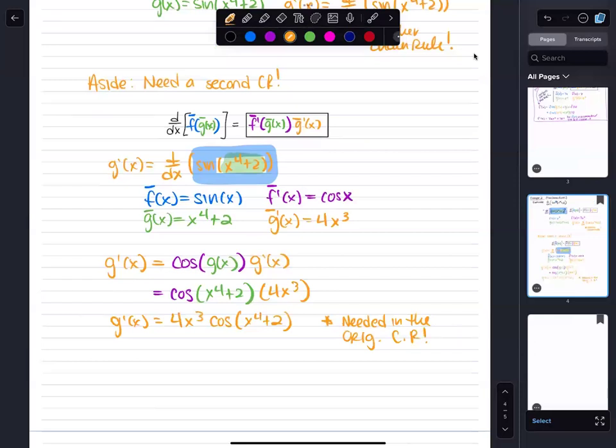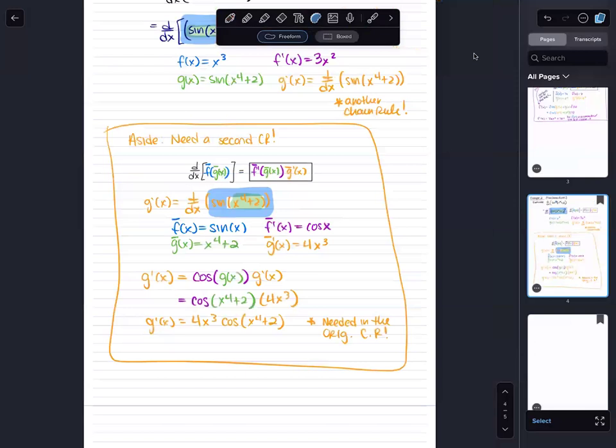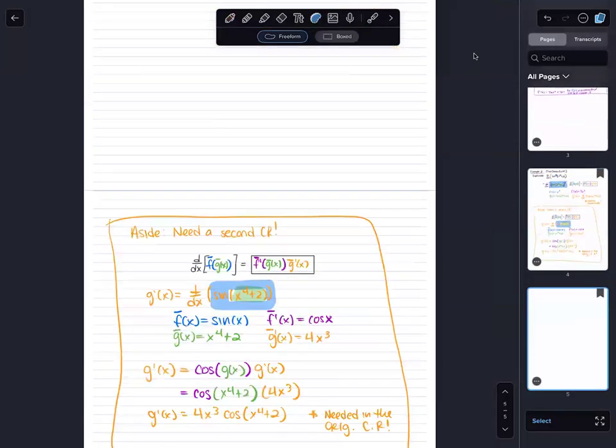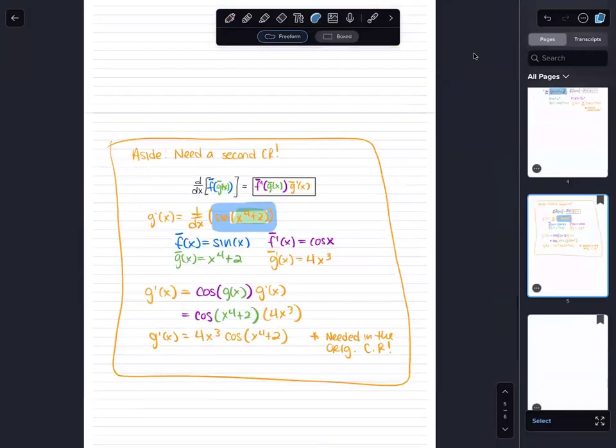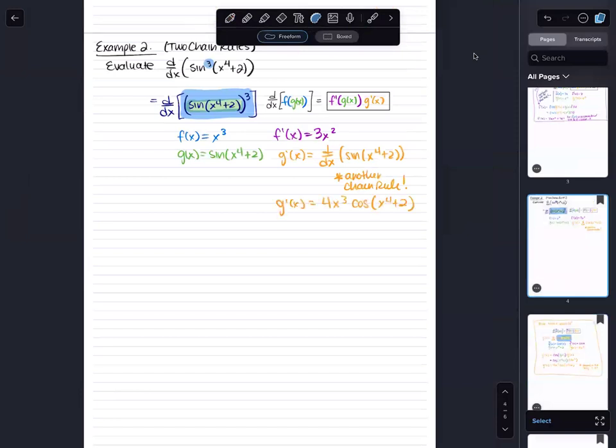So all of this was an aside for the original chain rule. Our second chain rule was an aside for the first. So I did it on another piece of paper. So I'm going to transcribe the solution for G prime that did not have a hat in order to bring it back up here and complete my chain rule for the original expression.